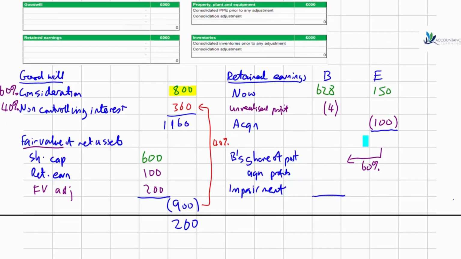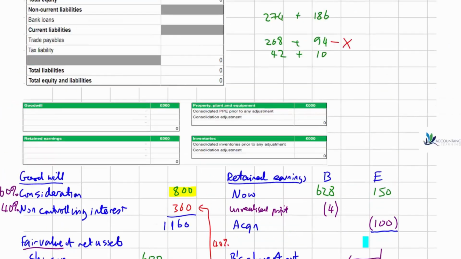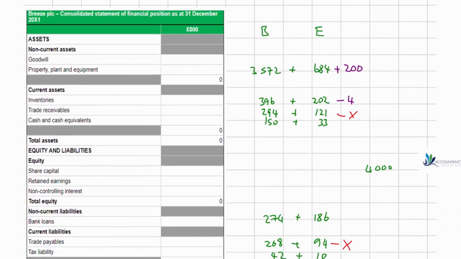It tells us that there is no impairment, but let's imagine that there was. Okay, so if there was an impairment, we would deduct some number from that 260. That would be the credit, and a debit would appear here in our retained earnings working. But in this case, there is no impairment. So that means we can put the 260 straight into our final answer now. So goodwill, 260. This is for the group accounts.